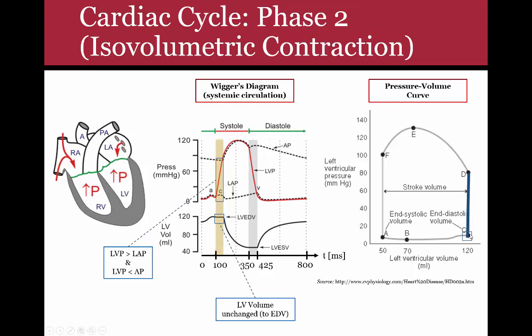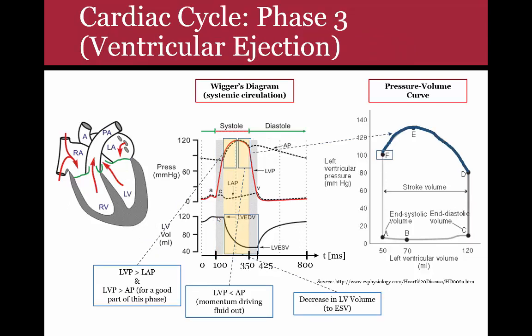So you'll see that from say 10 millimeters of mercury all the way up to on the order of 80 millimeters of mercury. So that's the isovolumetric contraction. In terms of volume, nothing changes, right? It's still at about 120 milliliters. Alright, so the next phase is basically the rest of systole.